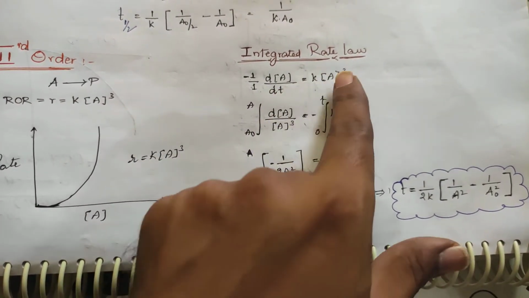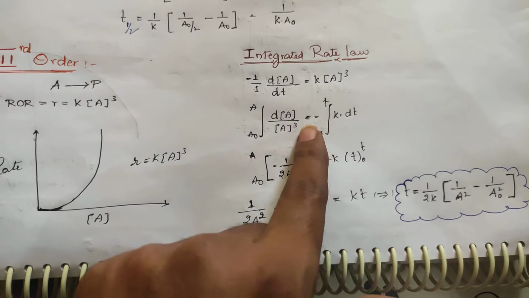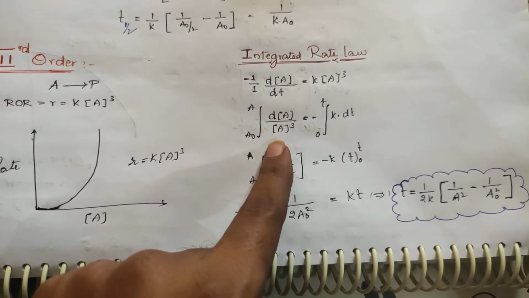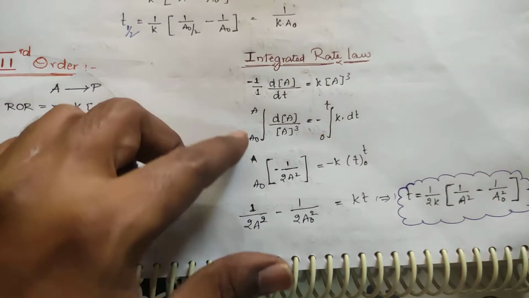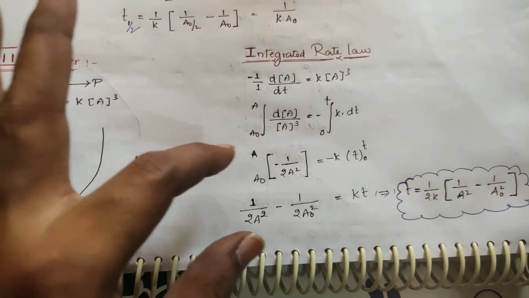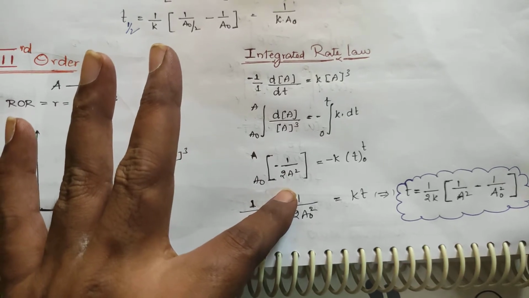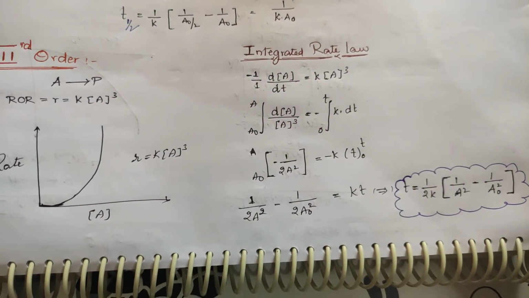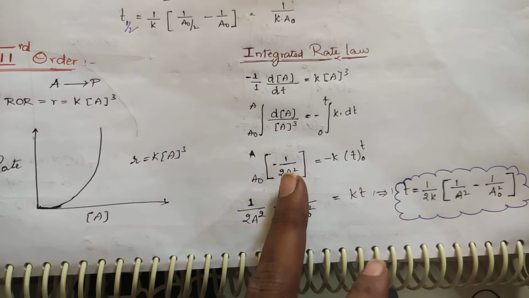Bring cube this side, T you send that side, you send minus also that side. What happens? Minus K into dt, dA by A cube. If you apply the integration and limits, A to A naught, T to 0. So A to A naught, you will be getting minus 1 by 2 A square is equal to minus K into T. See, minus 1 by 2 A square.